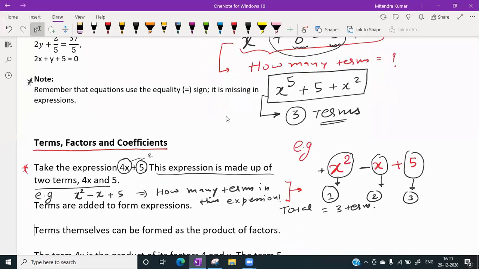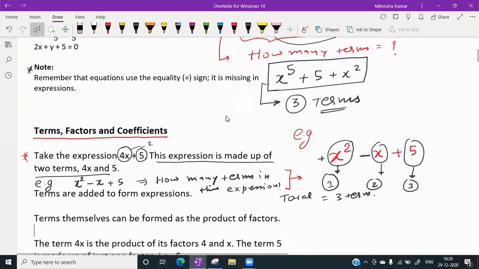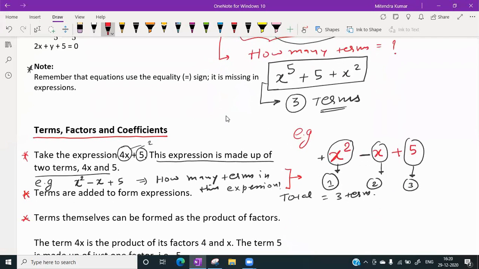Next, just make a note. ये पॉइंट वाइज लिख दो. टर्म्स आर एडेड टू फॉर्म अ एक्सप्रेशन. सो आप टर्म्स को अगर ऐड करोगे तो वो क्या फॉर्म करेगा? एक्सप्रेशन. तो मेक ए नोट पॉइंट वाइज. आप फर्स्ट पॉइंट इसको लिखोगे, सेकेंड पॉइंट, थर्ड पॉइंट. थर्ड पॉइंट इज टर्म देमसेल्फ कैन बी फॉर्म्ड एज ए प्रोडक्ट ऑफ द फैक्टर्स. सो ये लिख लो, मैं आपको एक्सप्लेन करता हूँ.